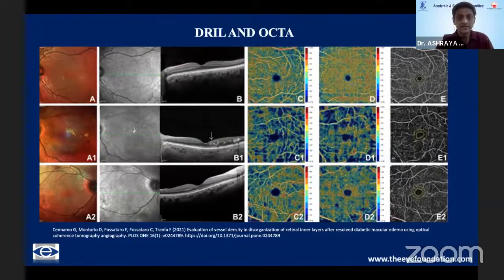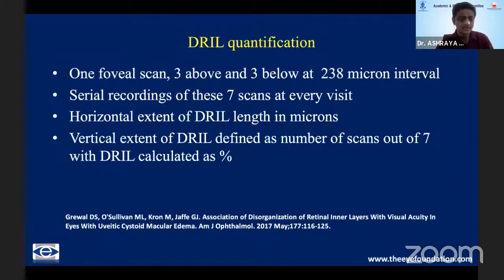You can see on OCTA there is reduction in vessel density in the superficial capillary plexus and deep capillary plexus, and a greater FAZ area in patients with DRIL in comparison to patients with no DRIL and normal OCTs.